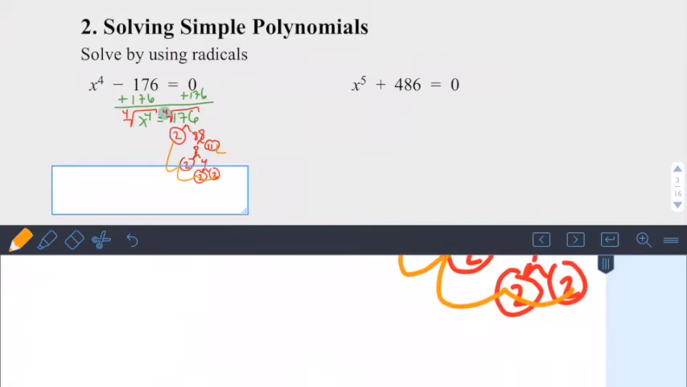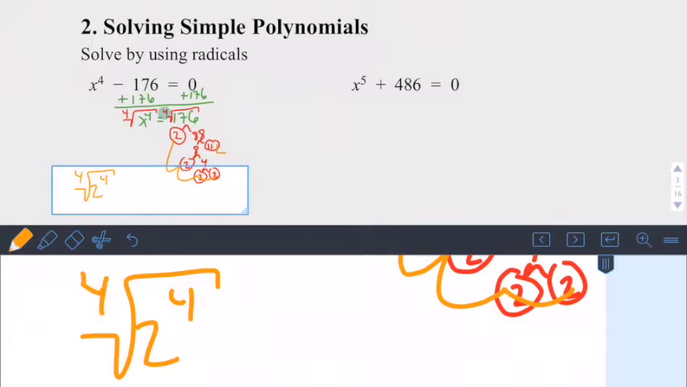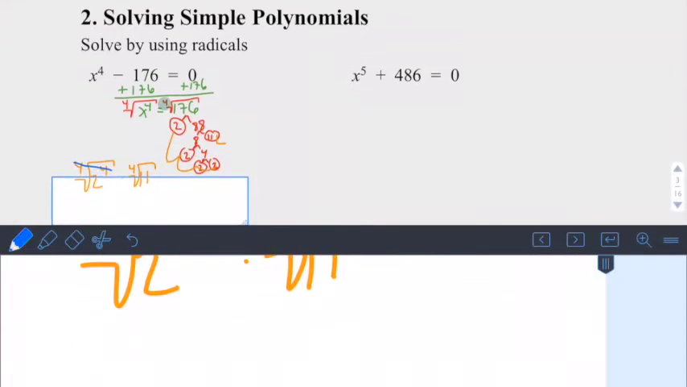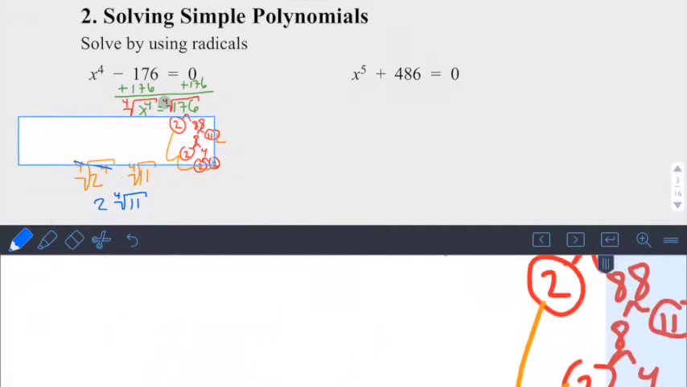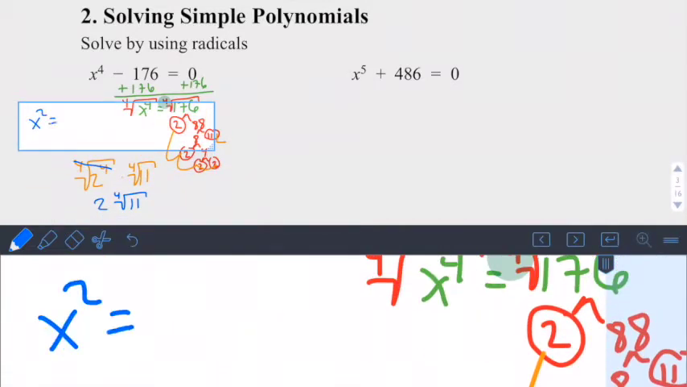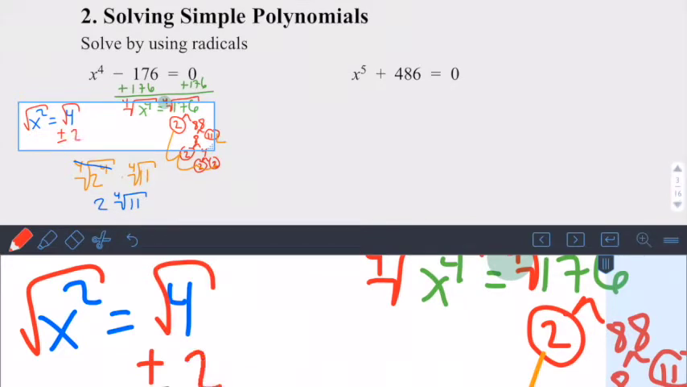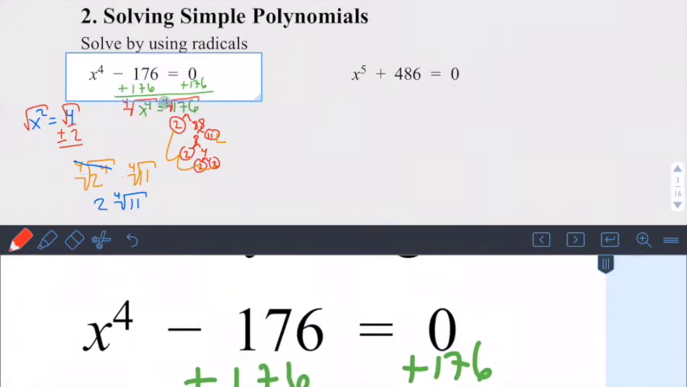So I'm going to say the fourth root of 2 to the fourth times the fourth root of 11. Well, the fourth root and 2 to the fourth are going to cancel, so I just get 2 fourth roots of 11. However, remember when we did the square root of 4? So if we said the square root, we would get plus and minus 2, right? Because 2 times 2 is 4, and then negative 2 times negative 2 is positive 4. Well, the same thing's going to happen with this one.